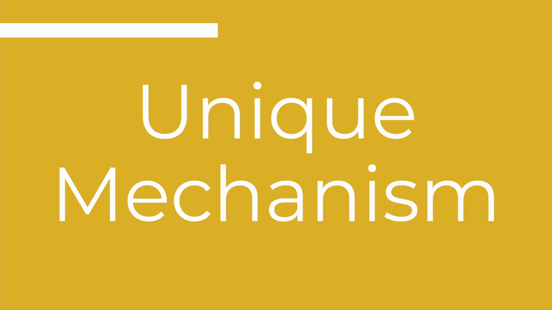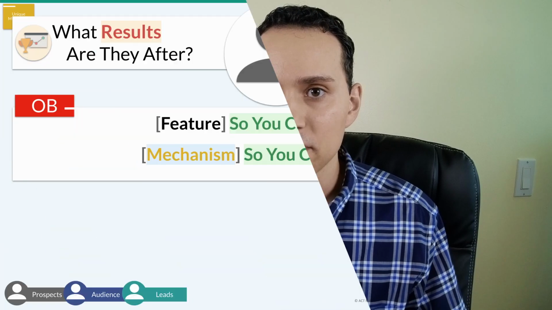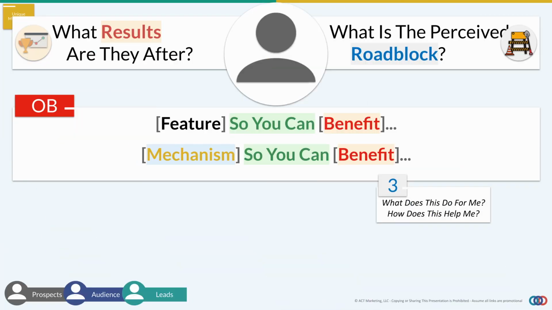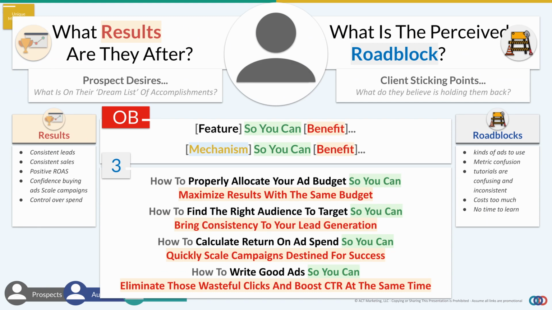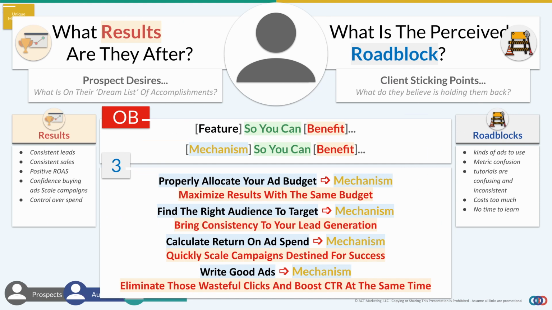Now, another trick you can use, number 3 on our list here, is something called a unique mechanism. And this is where you start giving unique names to specific features of your product. So here's how it works. Jumping back into our example here, instead of saying "feature so you can," we're going to say "mechanism so you can." So we already have what these could be: headlines or bullet points or anything else that you want to use throughout your funnel. And then I'm going to highlight the features.